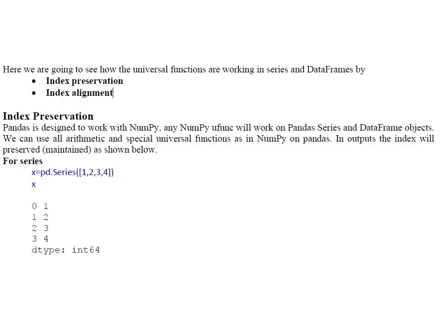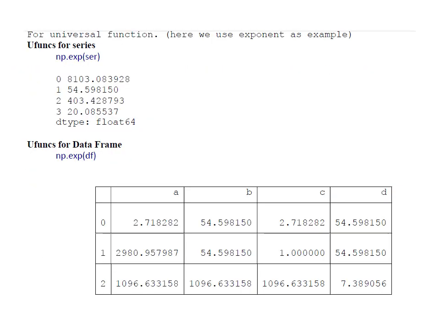So 0, 1, 2, 3. This is how the pandas data get indexed, preserved with output. Next is ufuncs for series. So how it uses ufuncs to display the data in a series is np.exp of the series. This gets displayed with the values, either float values with A, B, C, D and 0, 1, 2.